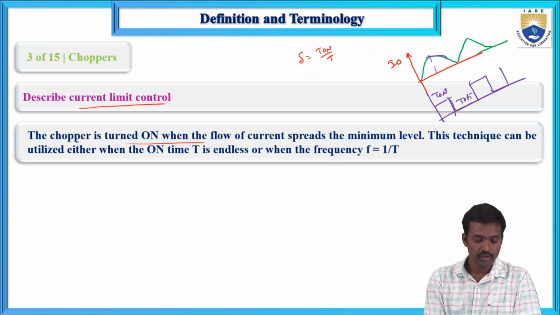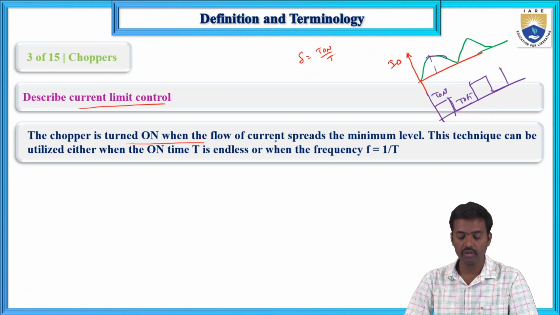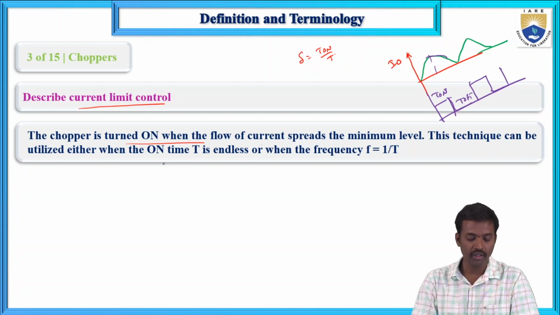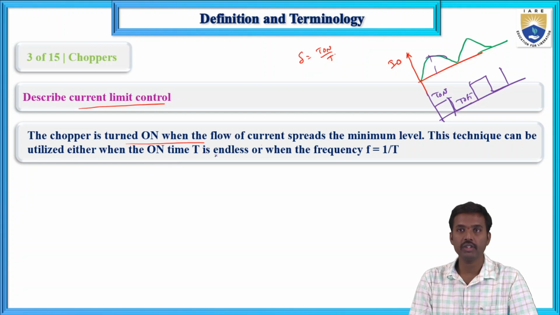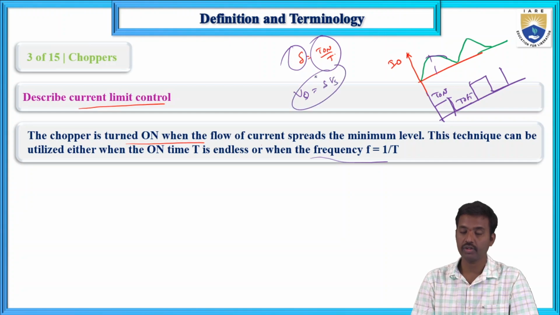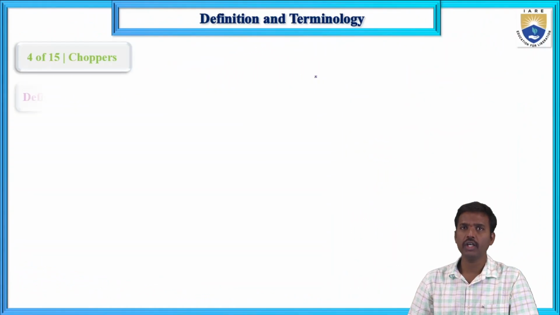So the chopper is turned on when the current falls to the minimum level, and this technique can be utilized either when the on time is endless or when the supply frequency equals 1 by T. From this you can change the duty cycle, and from the duty cycle we can change V naught equals delta into Vs.